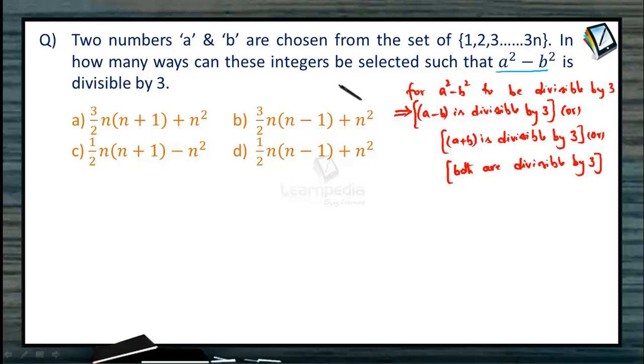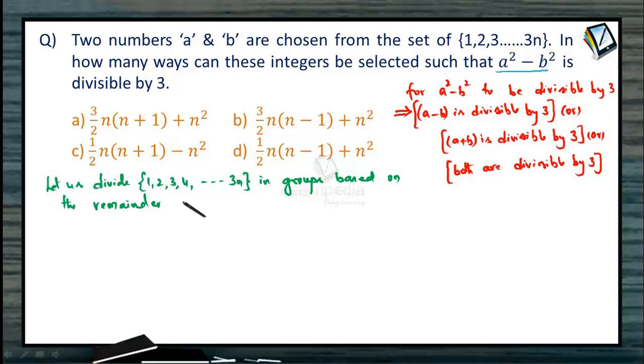Now we need to select two numbers a and b from the set 1, 2, 3, 4, and so on up to 3n such that either their sum is divisible by 3, or their difference is divisible by 3, or both. To facilitate this, let us divide these elements into groups based on the remainder obtained on dividing by 3. This is very important.